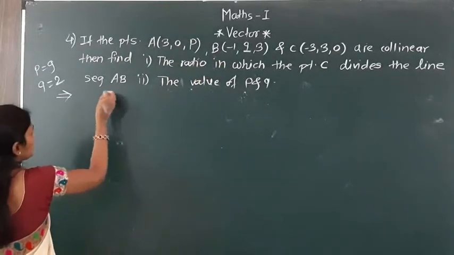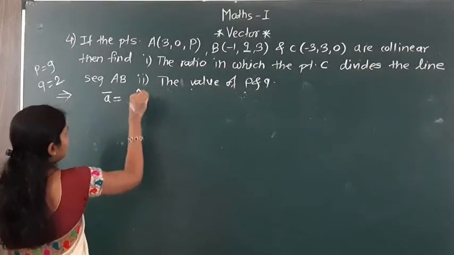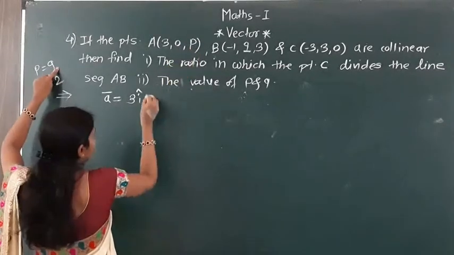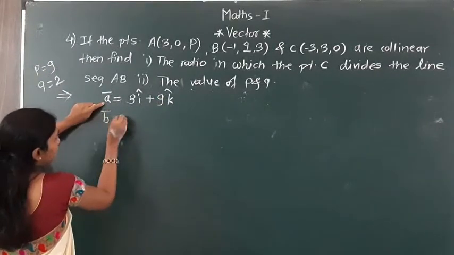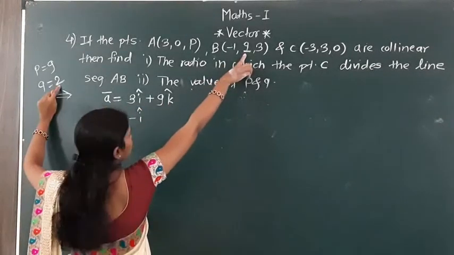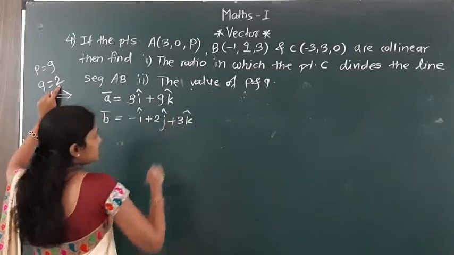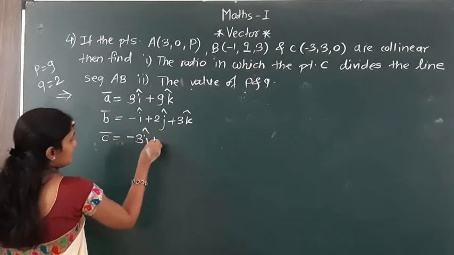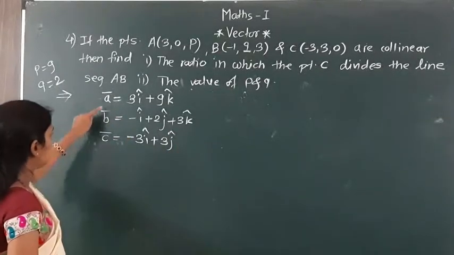So what is the position vector A bar? A bar is equal to 3 i cap. The j cap term is neglected because there is a 0. And what is the value of p? That is 9, that is plus 9 k cap. This is the value of A bar. Now B bar. What is B bar? That is minus i cap. Here is q. What is the value of q? 2. That is plus 2 j cap. And plus 3 k cap. And C bar is equal to minus 3 i cap plus 3 j cap. The k cap term is 0. Here we have A bar, B bar, C bar.